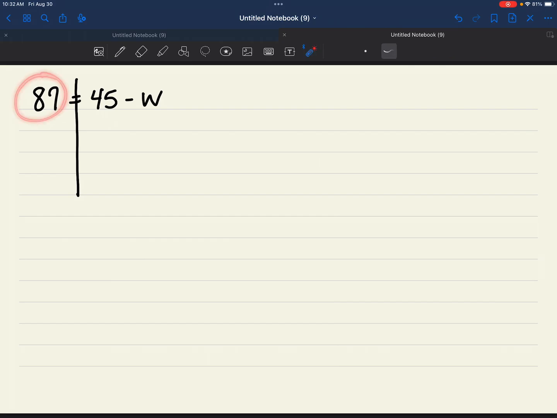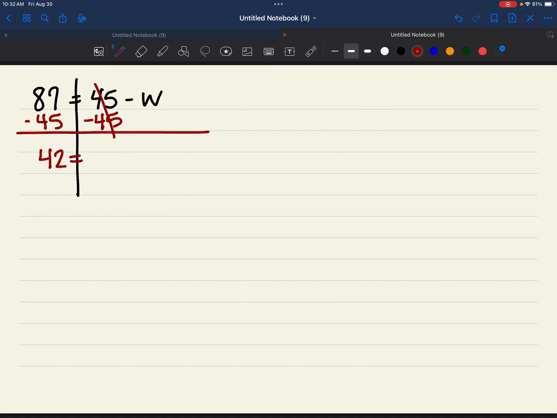So, same idea here, right? Do I have any variables over here on the left side? No. So I move anything on the right side that doesn't have a variable. What would that be? 45. So, would I subtract 45 or add 45? Subtract. Good. Because if I added 45, would 45 plus 45 cancel out? No. It would give you 90, right?